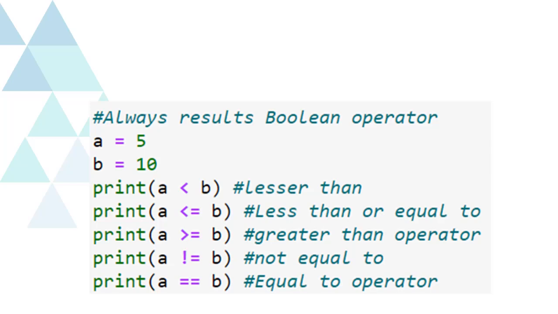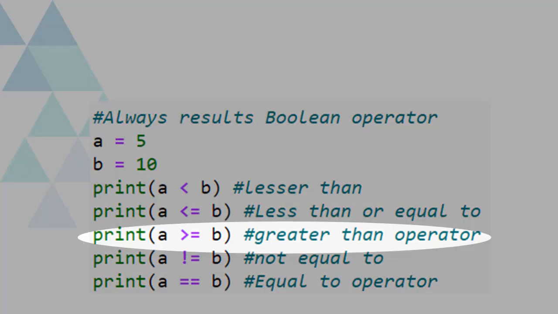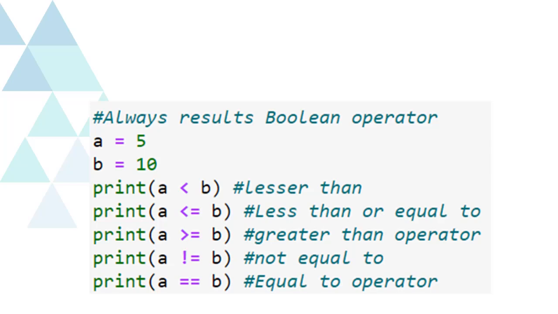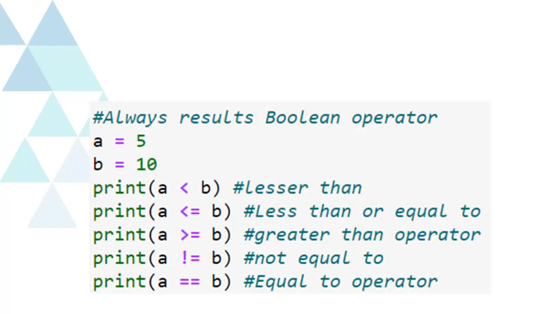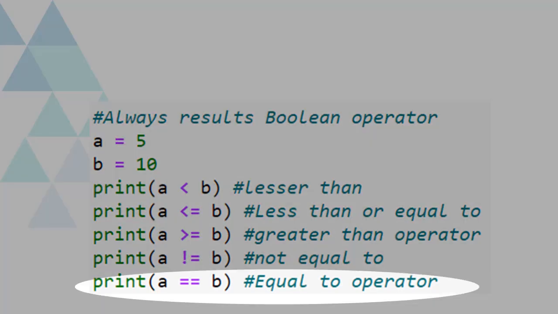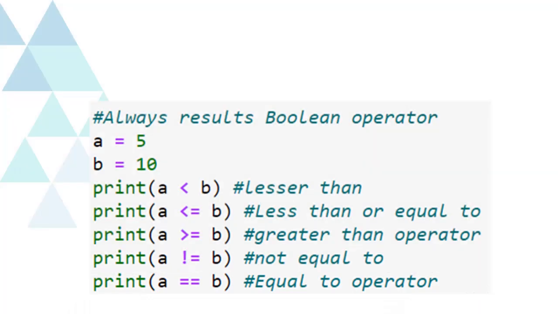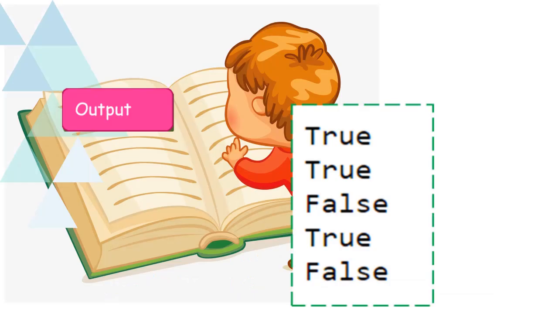Next it will check A greater than or equal to B. Is 5 greater than or equal to 10? No, so result will be false. The next condition, A is not equal to B. Is 5 not equal to 10? True, so result will be true. And last condition, A equal to B means is A exactly equal to B? Is 5 exactly equal to 10? No, so result will be false. Open your Python editor, write this program and confirm the output of comparison operators.